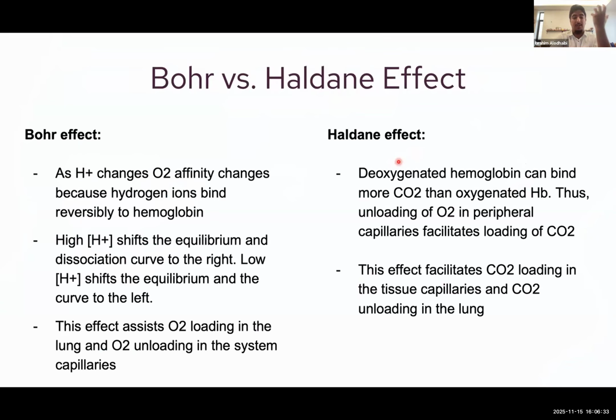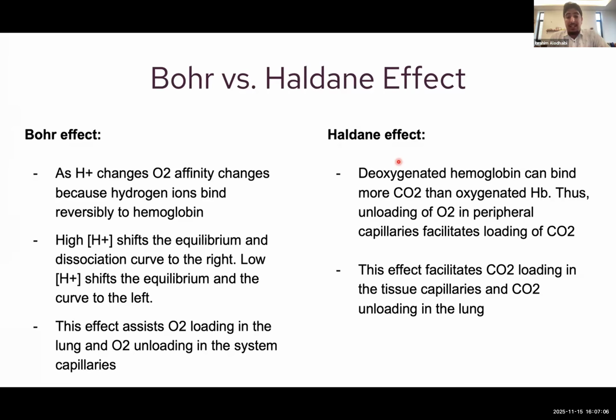Let's talk about the Bohr effect first. As hydrogen changes, the O2 affinity changes because hydrogen ions bind reversibly to the hemoglobin. As we discussed with the oxygen-hemoglobin dissociation curve, high amounts of hydrogen ions are going to shift it to the right, while low amounts are going to shift it to the left. What is this doing? It's basically assisting oxygen loading inside the lungs as well as oxygen unloading into the capillaries.